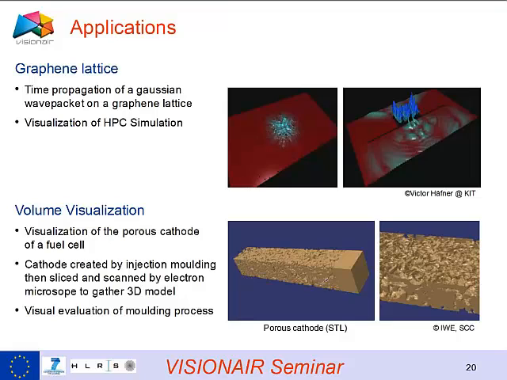And to get an understanding of how this volume looks, they slice this volume into very thin slices, and then these slices are scanned by an electron microscope and put together into a 3D model. And with this model you can do volume visualization. This is just a surface visualization, but then you can get a visual evaluation of the molding process, just to see how well your creation process is working.